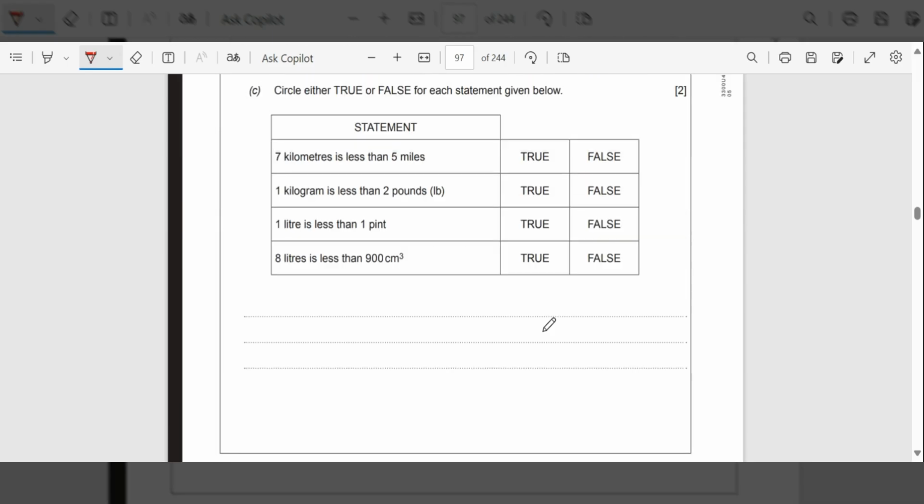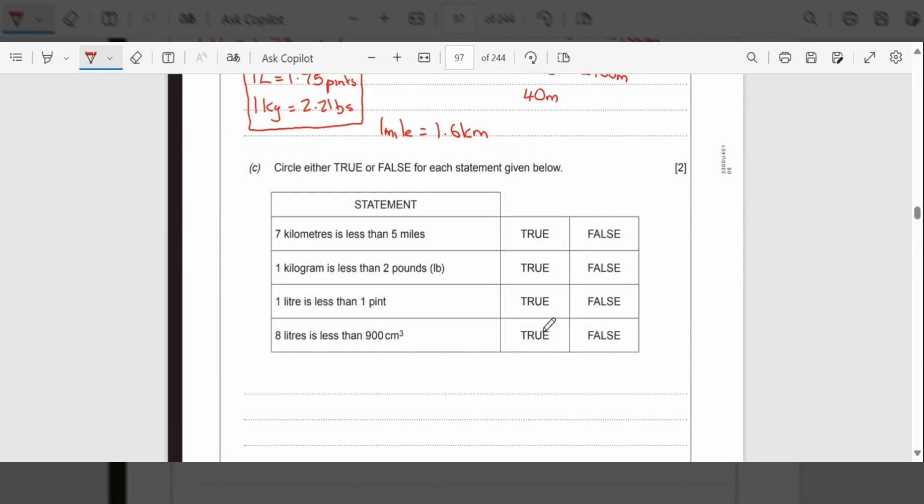Oh, there we are. They were using it there, look. So 1 kilogram is 2.2 pounds. So 1 kilogram is more than 2 pounds. That's false because it's 2.2 pounds. I've just given you that one. 7 kilometers is less than 5 miles. Well, if you times that by 1.6, you'll find that that's 8. So 7 kilometers isn't less than 8.